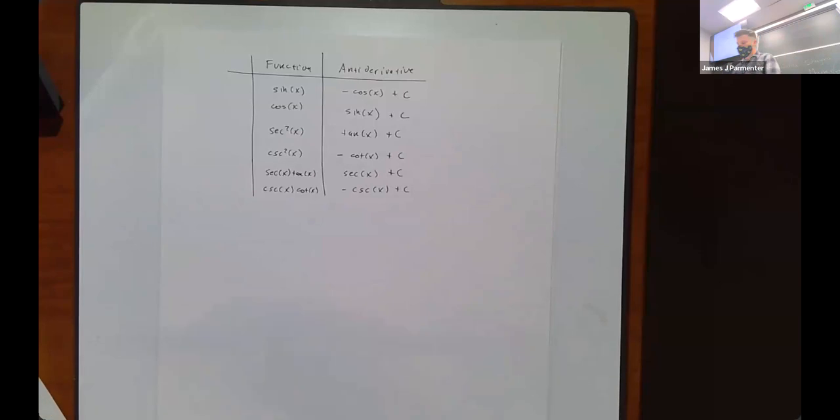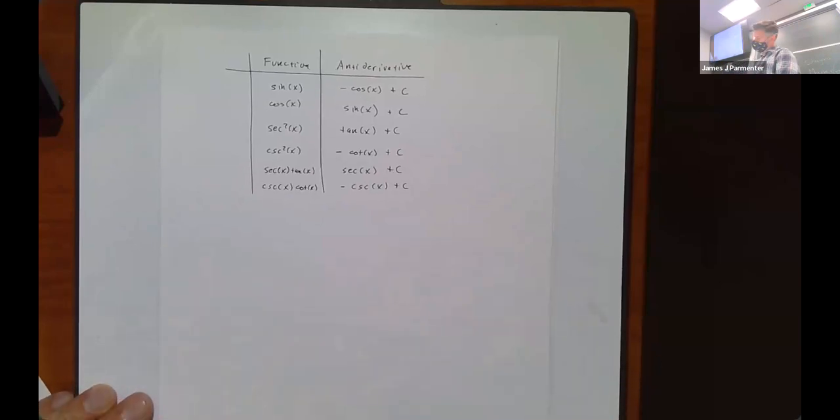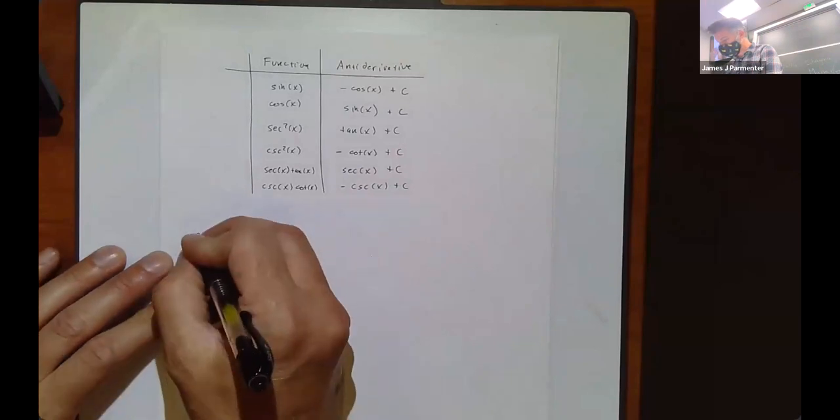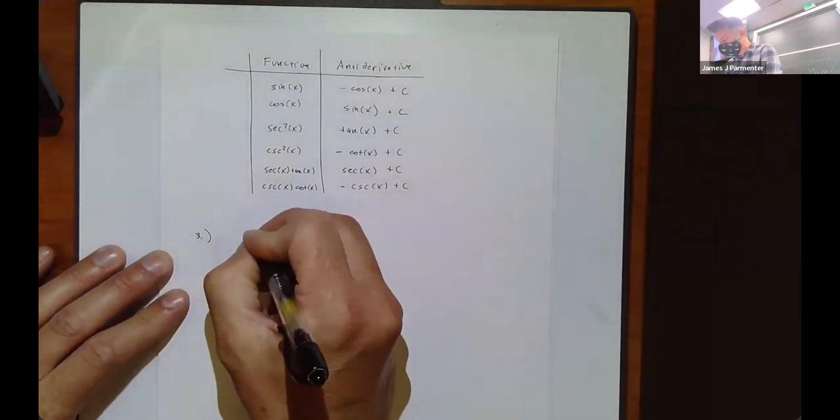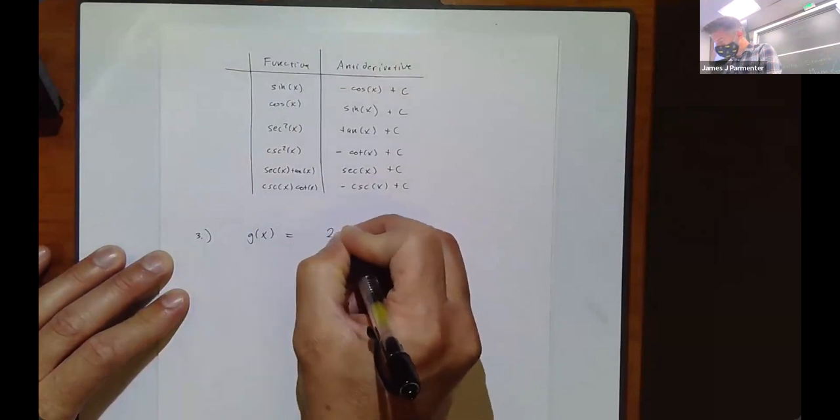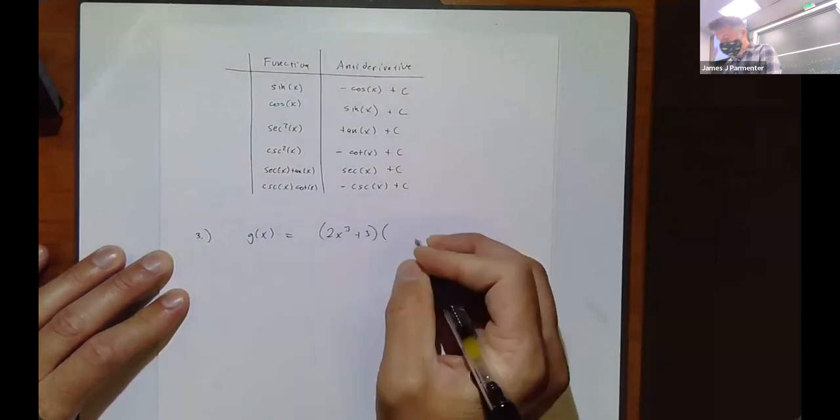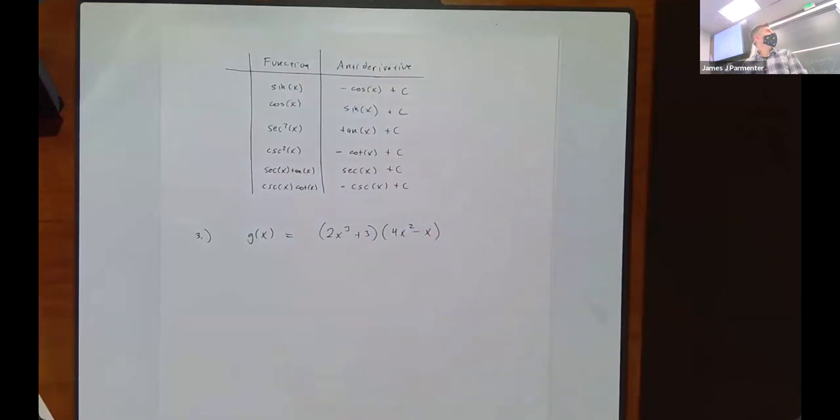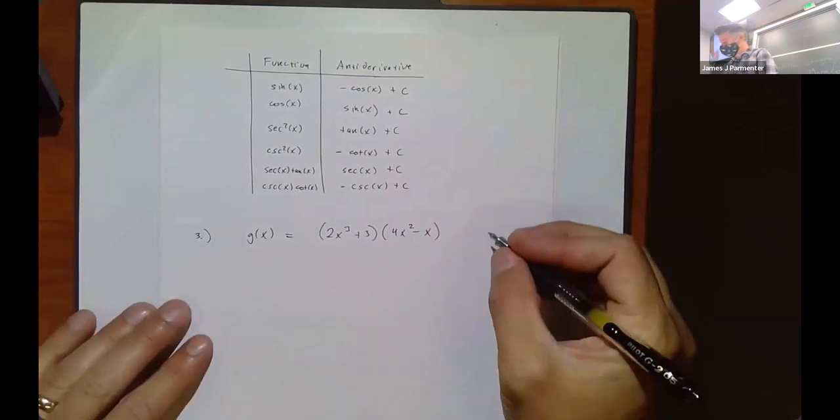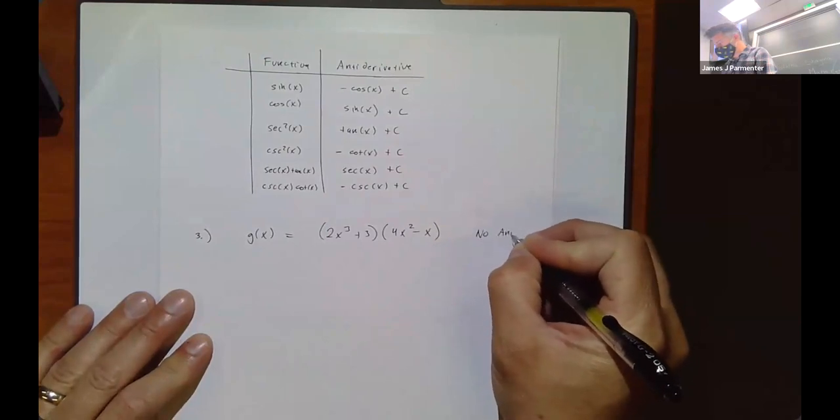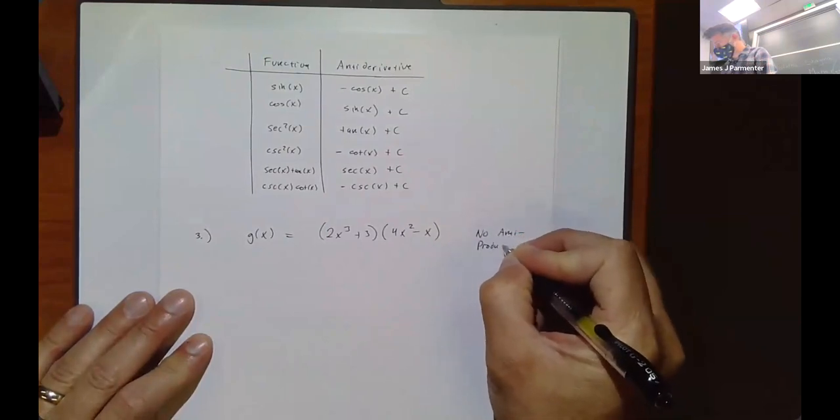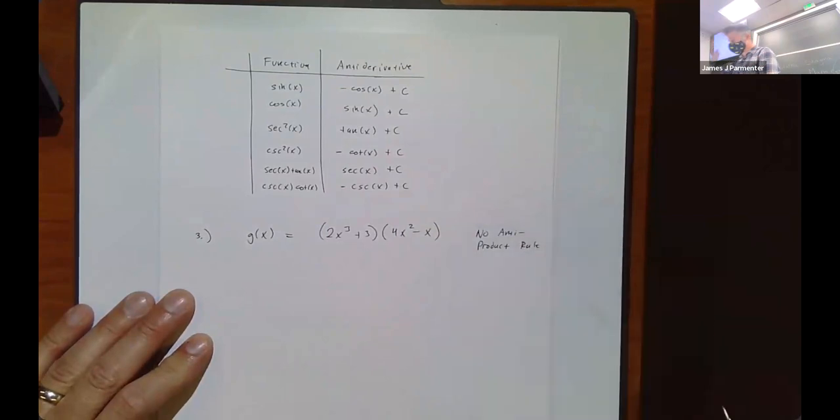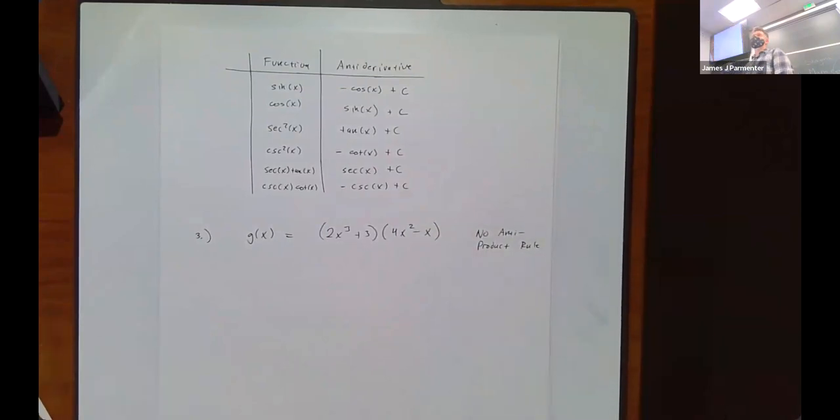Let's look at a few more examples of antiderivatives, and then we've only got 14 more minutes. So here's another example. Let's say our function looks like 2x cubed plus 3 times 4x squared minus x. And I want to find the antiderivative. Well, okay, I'm about to say it's kind of a lie, but not really. There's no anti-product rule. That's kind of not true, but it's true enough. If you have a product of things, really you should just multiply it out and then do the antiderivative.